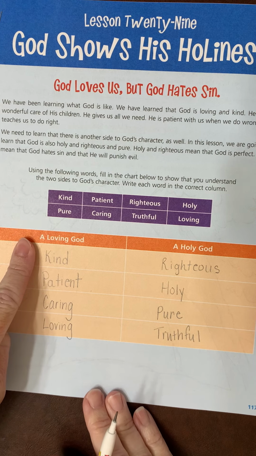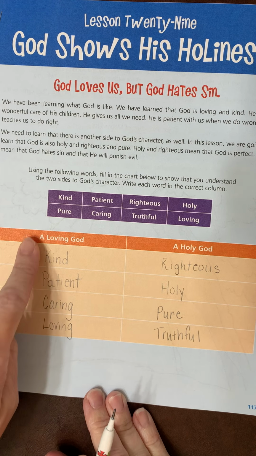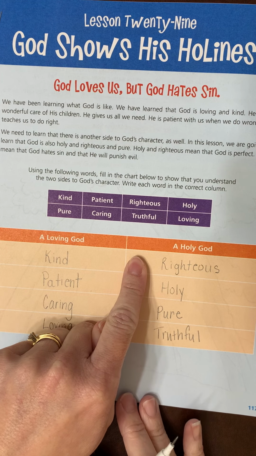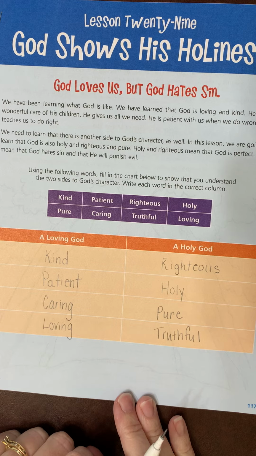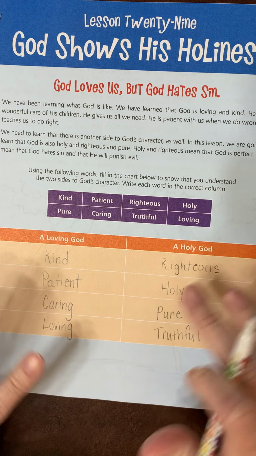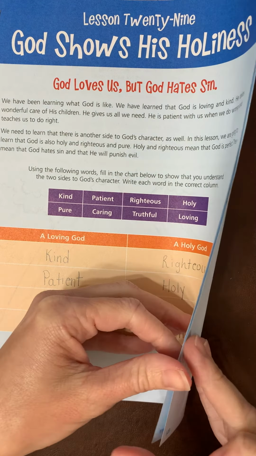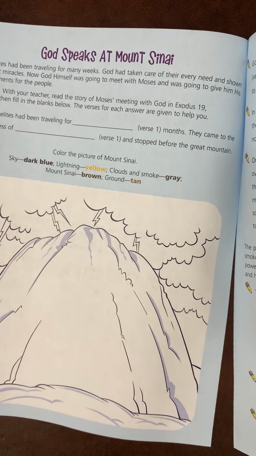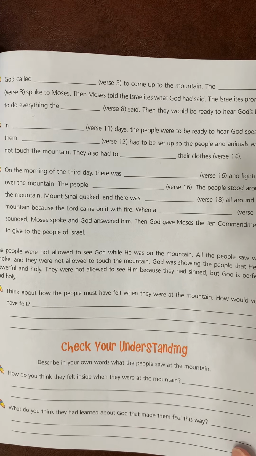Okay, so as a loving God, he is kind, patient, caring, and loving. And as a holy God, he is righteous, pure, and truthful. I skipped holy and loving sort of because that's our title. All right, so this week we're going to be learning about those characteristics of God. We're going to be learning what happened at Mount Sinai.